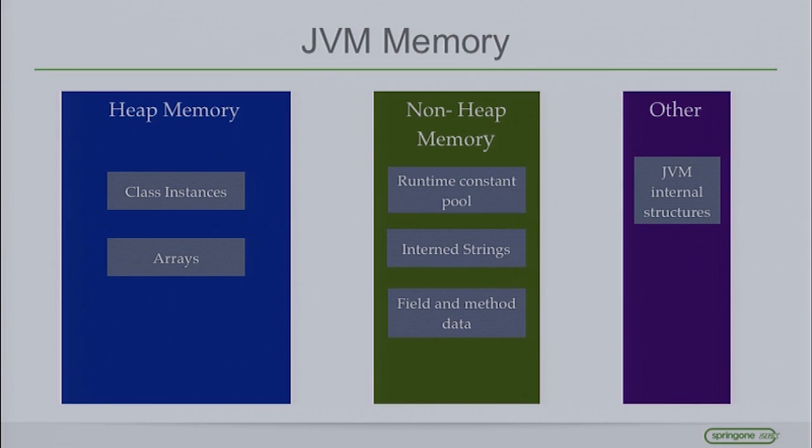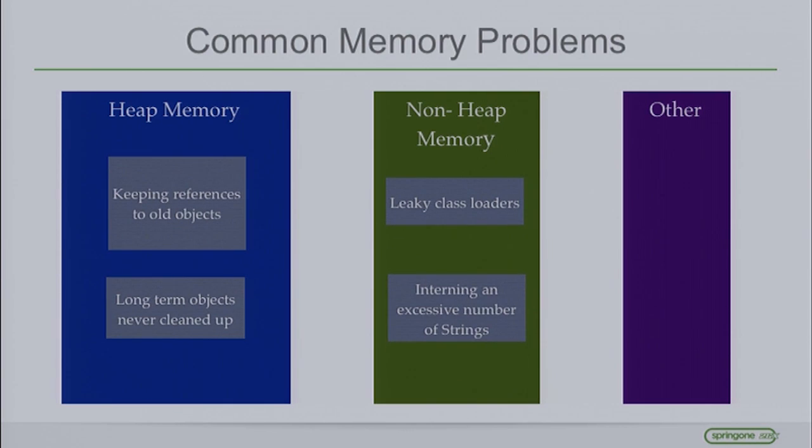So we also have our non-heap memory. This is where the runtime constant pool is stored. Your interned strings, so on the string objects you can intern them, and generally that is used if you want to save memory. So if you're using a string multiple times all over the place, you can move it from heap and put it in your permgen space by using intern, and then your field and method data is also stored there. There's also some other JVM space where the JVM internals is stored. So what are the common memory problems that you'll see in these?